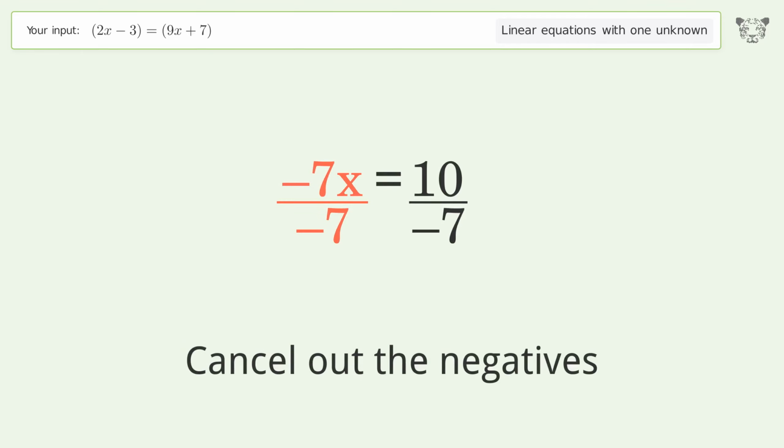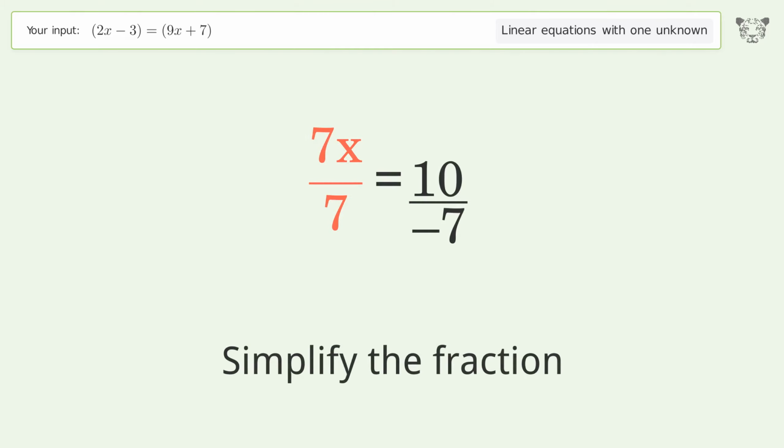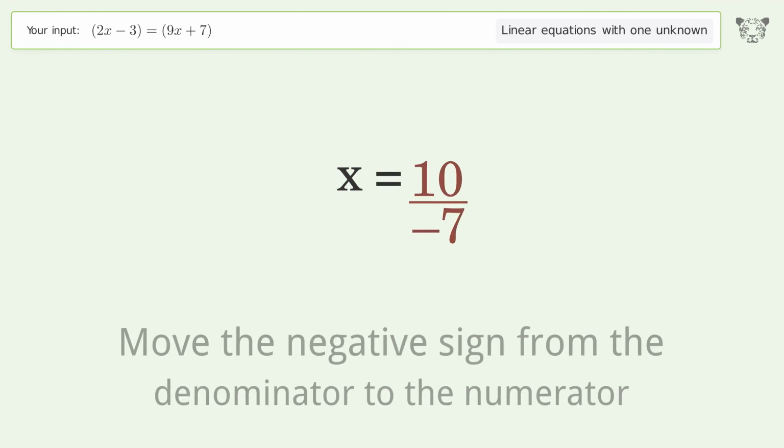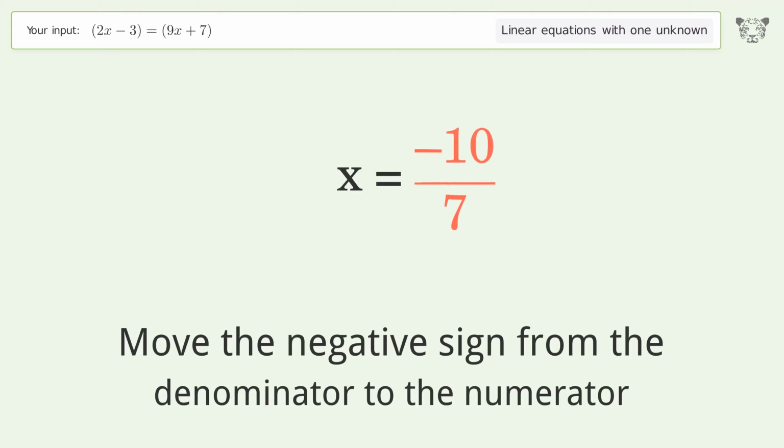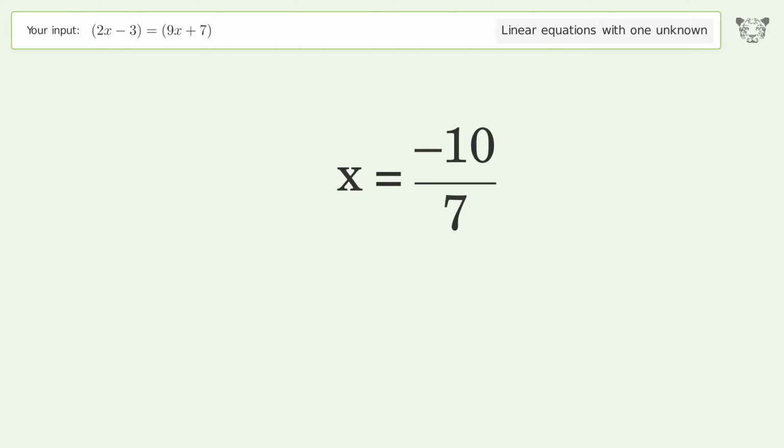Cancel out the negatives. Simplify the fraction. Move the negative sign from the denominator to the numerator. And so the final result is x equals -10/7.